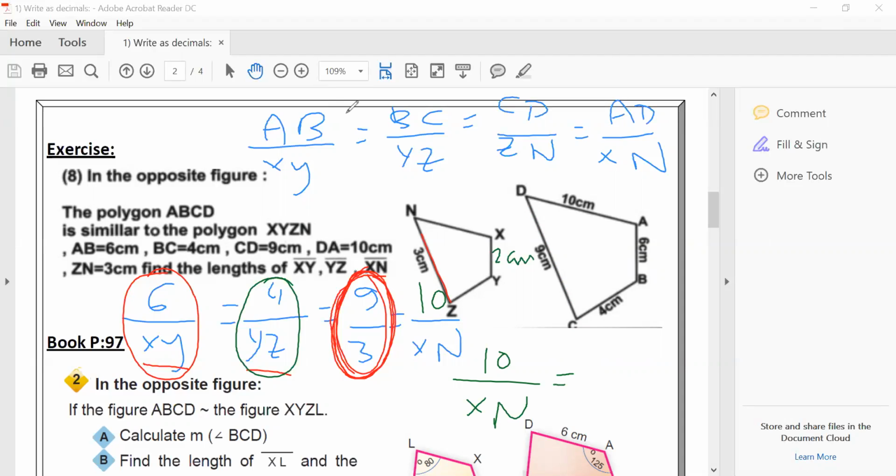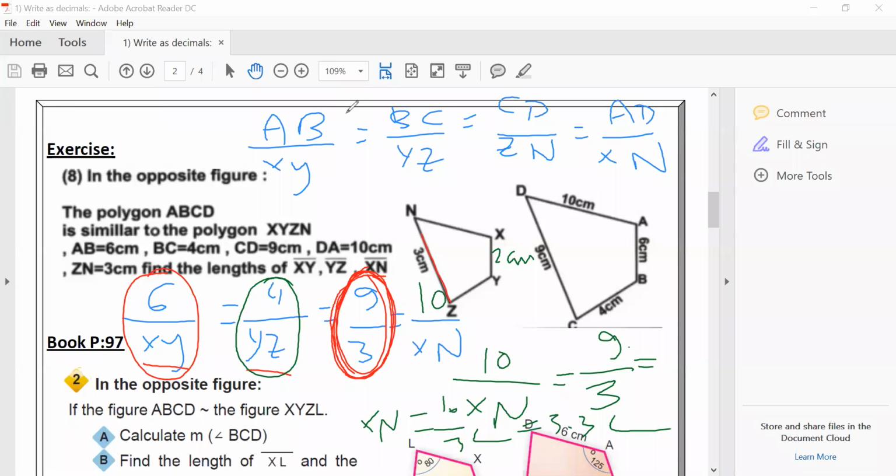I put it opposite the ratio, equal what? 9 over 3. Then XN equals what? Cross multiplication, 3 times 10 over 9. Okay, so it will give you 3.3, or 30 divided by 9, which is 10 over 3. You can write it as a decimal, you can leave it as a fraction, no problem. 30 divided by 9 is equal to 10 over 3. You can leave it 10 over 3 centimeters, or you can change it into decimal, 3.3. Both are right.